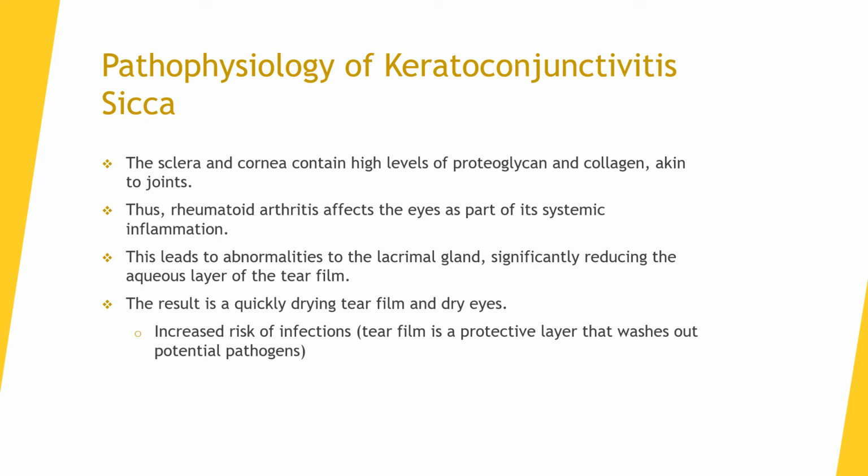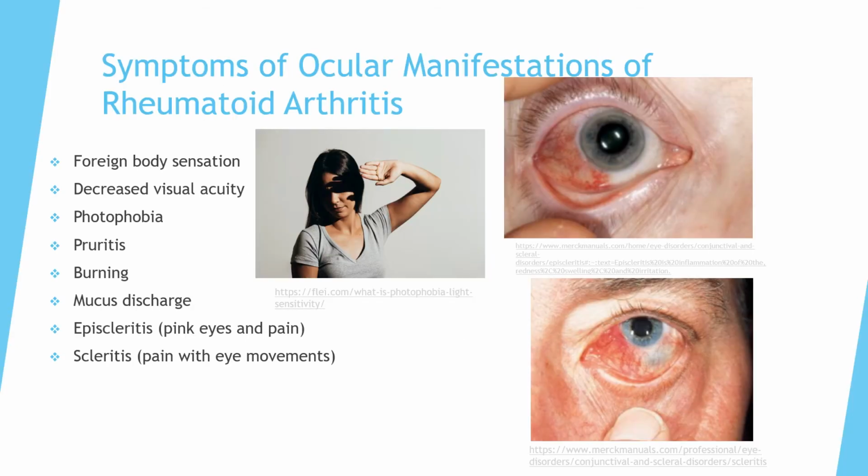Because we discussed that the tear film's function is to keep the eye lubricated, the dry eyes are constantly at risk of being irritated and developing corneal abrasions, as well as infections. Because of the dryness of the eyes, there are multiple symptoms that appear in the eyes due to rheumatoid arthritis. They can have foreign body sensation and also decreased visual acuity.